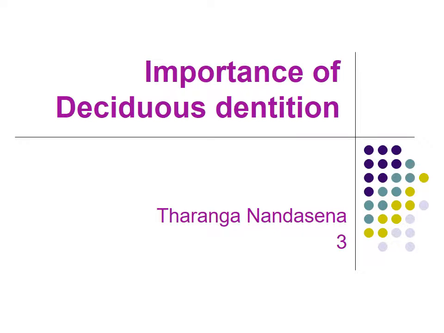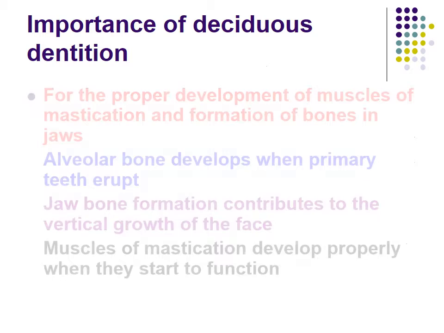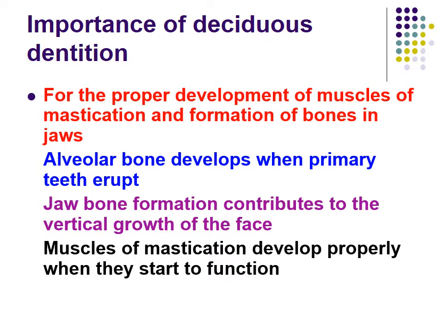Importance of deciduous dentition. First, we look into the importance of deciduous dentition for the proper development of muscles of mastication and formation of bone in jaws. Normally, alveolar bone develops when primary teeth erupt. Jawbone formation contributes to the vertical growth of the face. Muscles of mastication develop properly when they start to function.